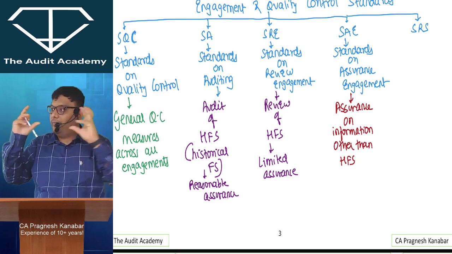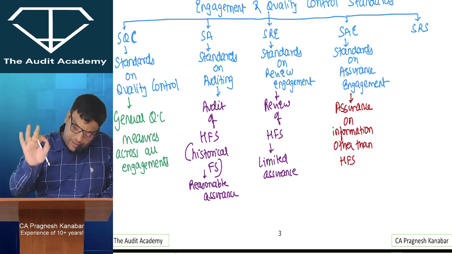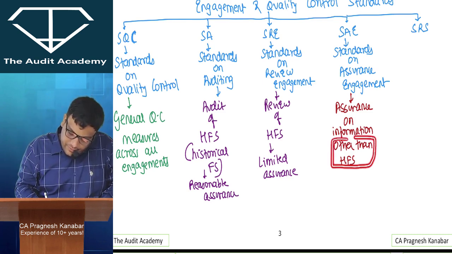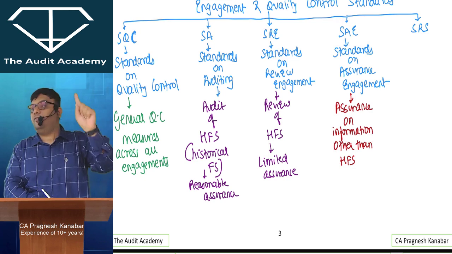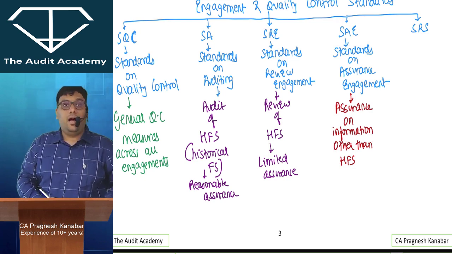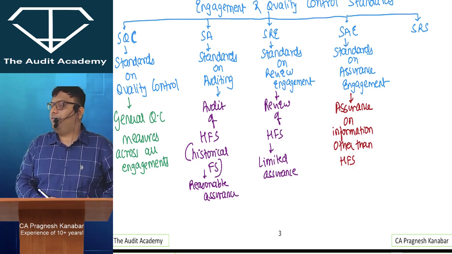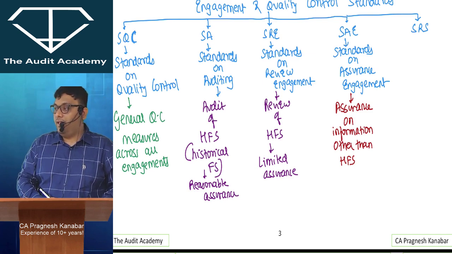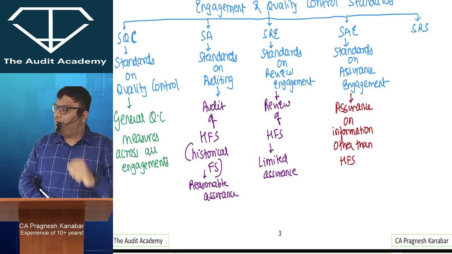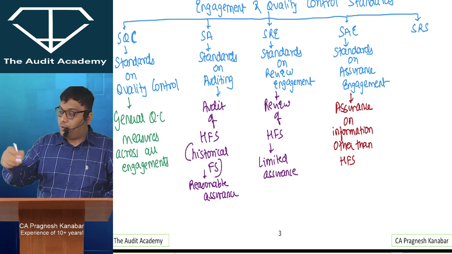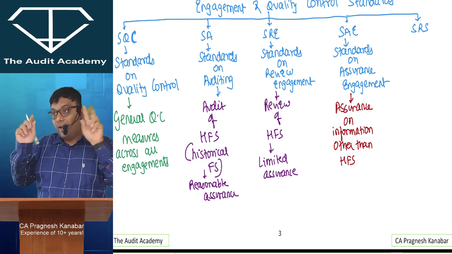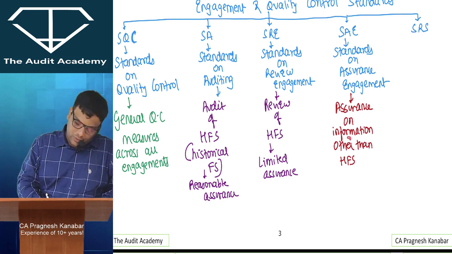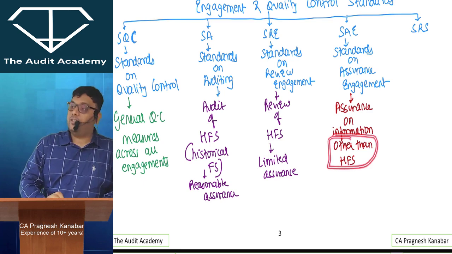I cannot give one explanation. The only thing common between these 3 standards is that it is other than historical financial statements. For example, SAE 3400 tells us how to audit future prospective financial statements, projected. SAE 3420 tells us how to audit a prospectus. Both of them are not connected. But one thing common in both of them is that the data is other than historical financial statements.